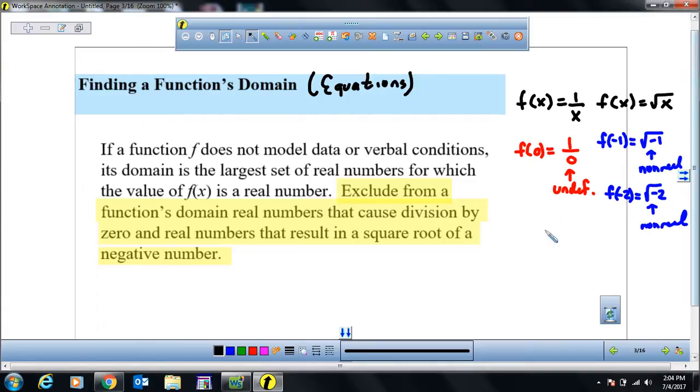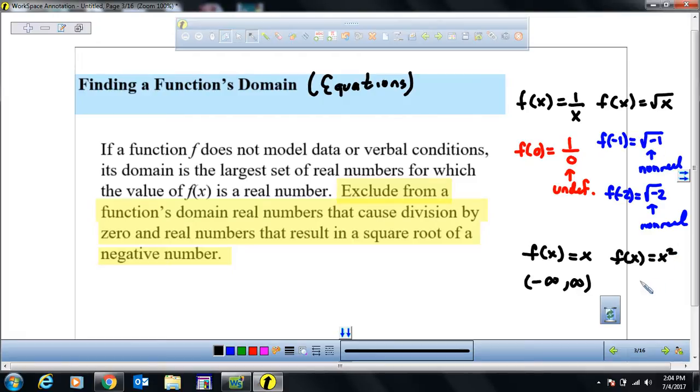Other than that, if you remember, we focused on these functions, f of x equals x. The domain was from negative infinity to positive infinity. x can be any number. Now, if we talked about f of x equals x squared, same thing. We said that the domain was from negative infinity to positive infinity. x is any number. And so forth for the rest of the functions.